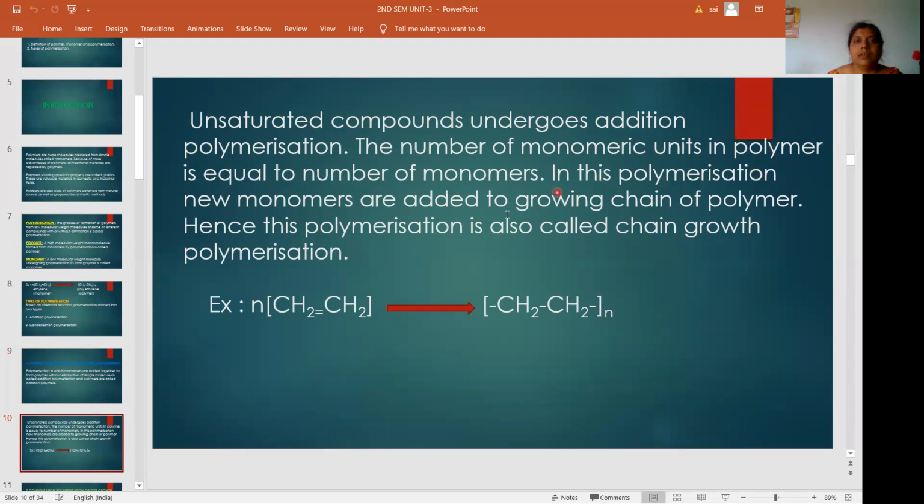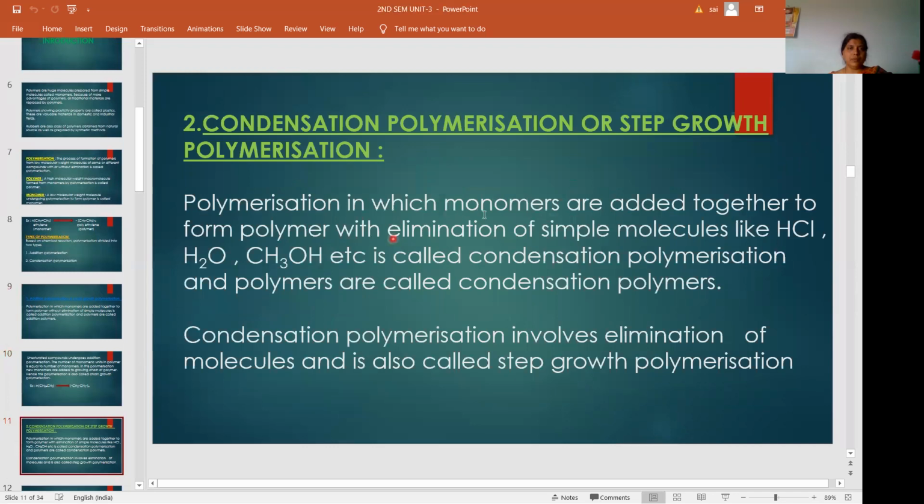And here, monomers are added to the growing chain. That's why this polymerization is called chain growth polymerization. The best example for addition polymerization is polythene. Ethene is undergoing addition polymerization and we are getting polythene.